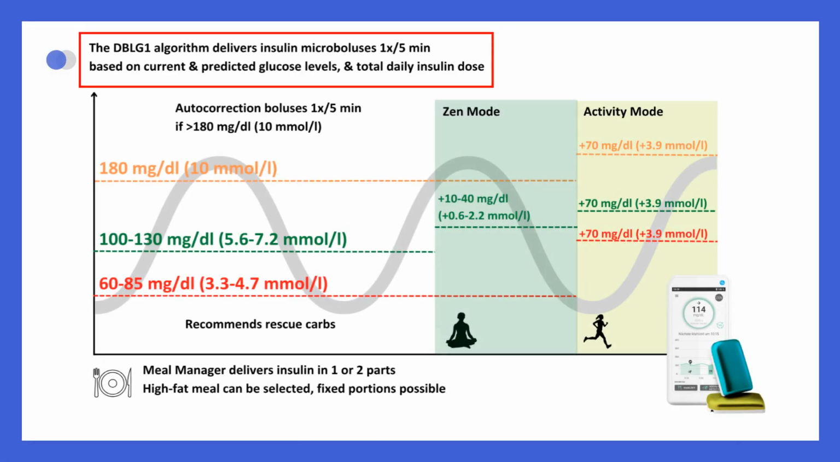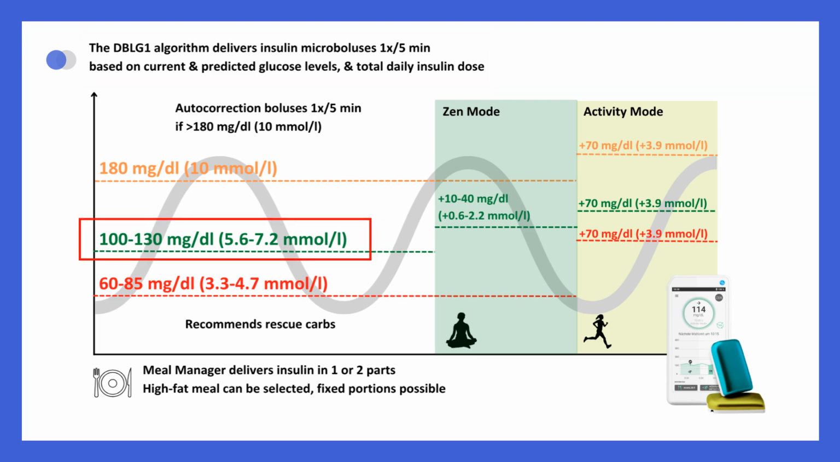The system delivers microboluses of insulin every 5 minutes based on current and predicted glucose levels, and the total daily insulin dose to maintain glucose levels as close as possible to the defined target glucose. It also takes into account announced physical activity and meals. During initialization, half of the preset total daily dose of insulin is allocated to basal insulin, while the other half is allocated to meal insulin.